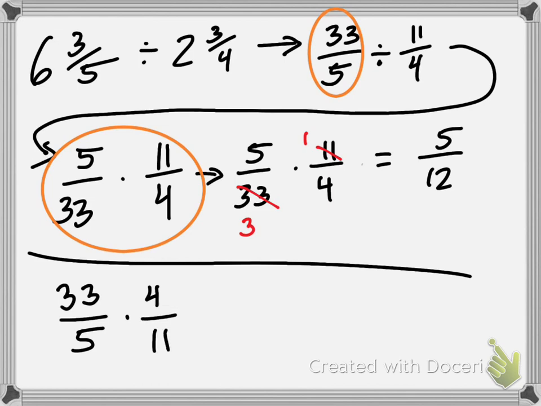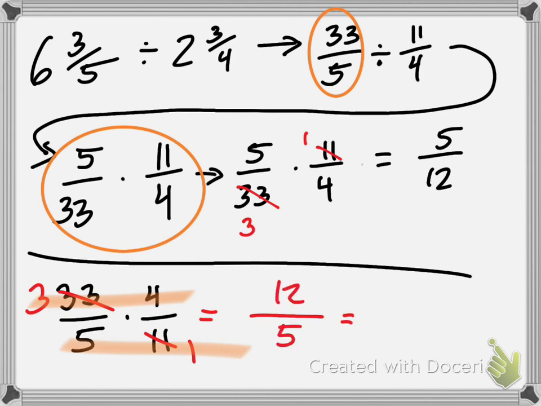Now I'm able to cross cancel. 3, 1, that stays the same. I now cross multiply. I get 12 over 5. 5 goes into 12 2 times. That's 10. 12 minus 10 is 2. And we keep our denominator the same. Excellent work.